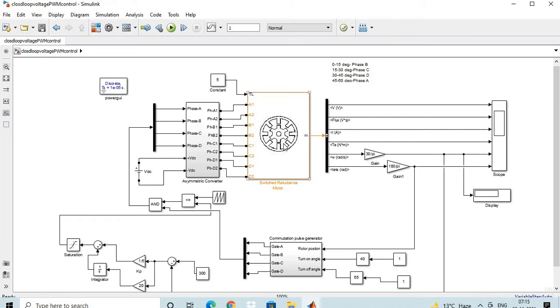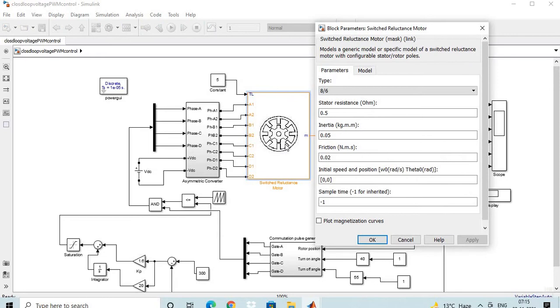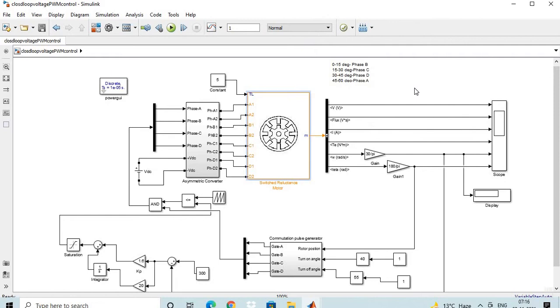So for practice, you can select the available switch reluctance motor model in the MATLAB software. Otherwise, you can customize your model by changing the various parameters, like here the switch reluctance motor parameters, like stator resistance, inertia, then friction, initial speed and position, sample time. Then in case of the model, unaligned inductance, aligned inductance, saturated aligned inductance, maximum current, maximum flux linkages, etc. That is, you can either select the model from the available library or you can customize your own model.